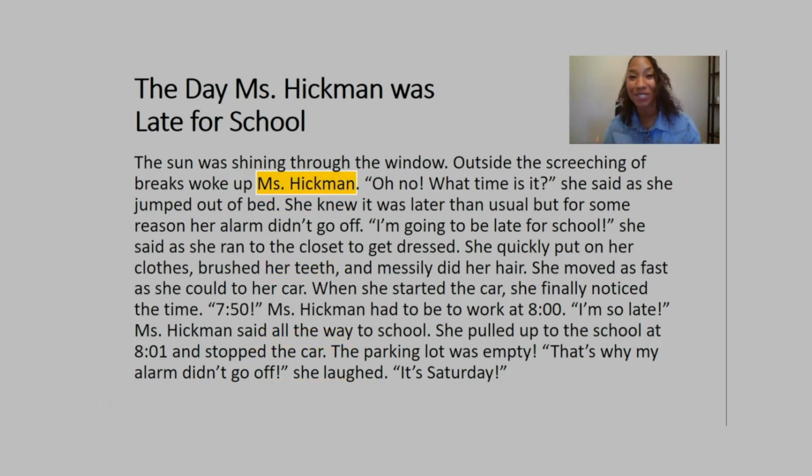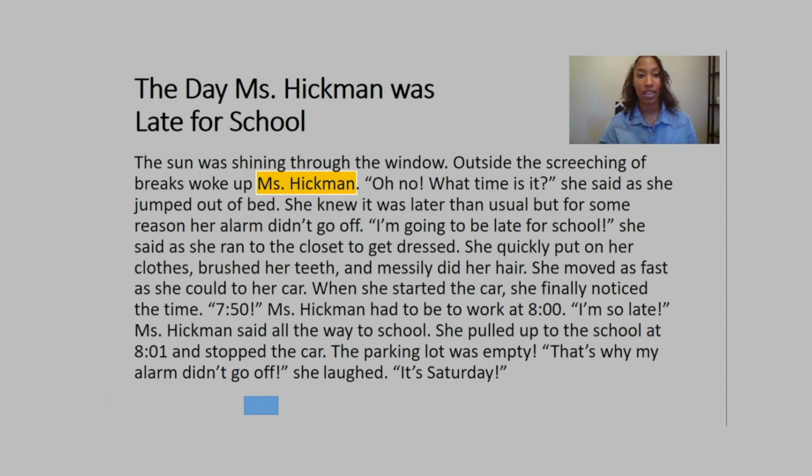Miss Hickman, that's right. This whole story is about Miss Hickman. So she's the main character. After we find the characters, what do we need to find? Starts with an S, do you know? The setting. Where is this story taking place? So remember, we want to be as specific as possible.